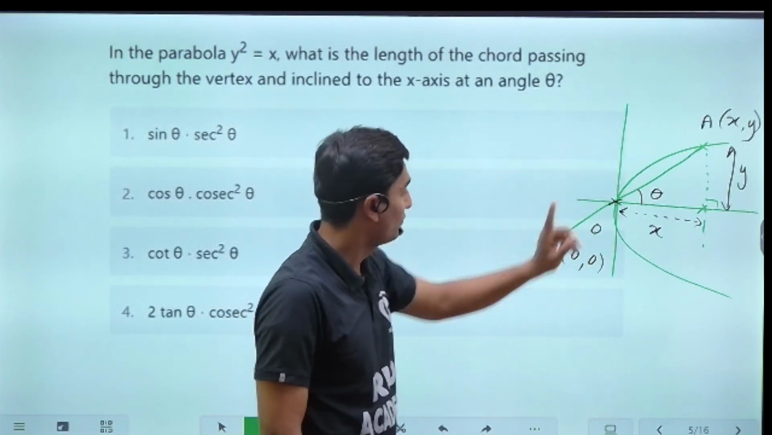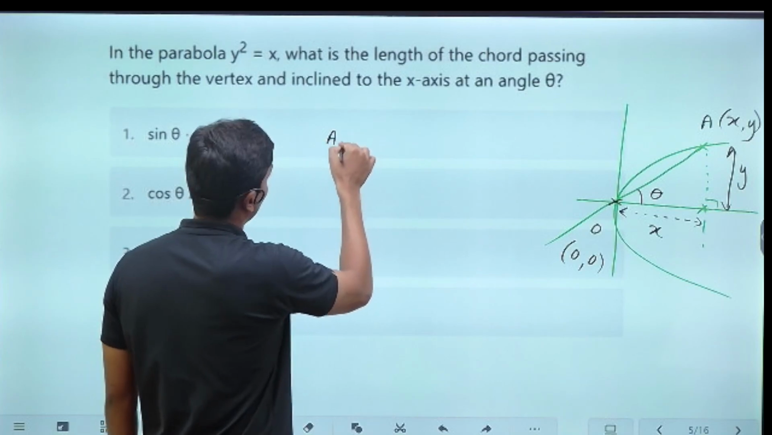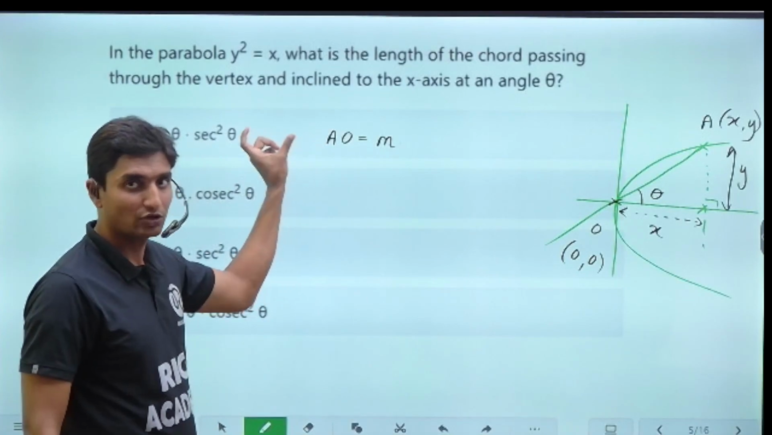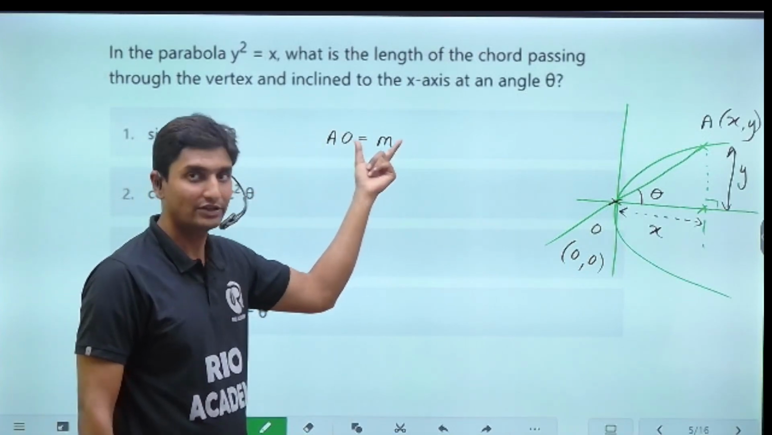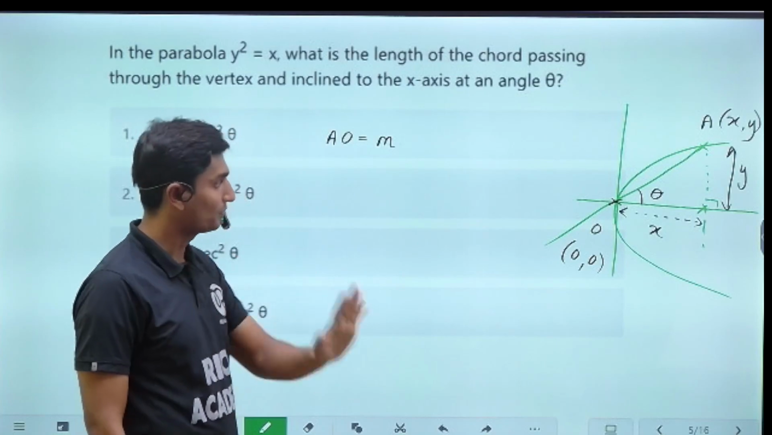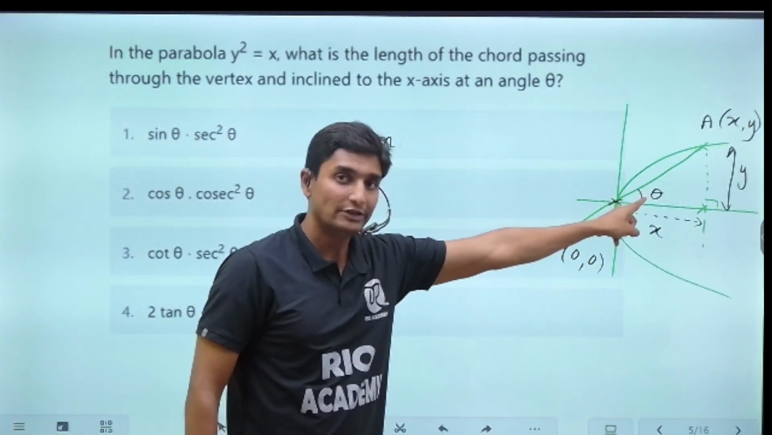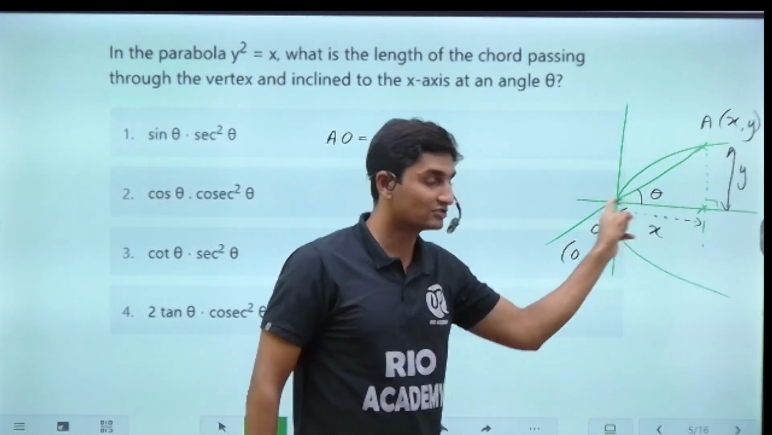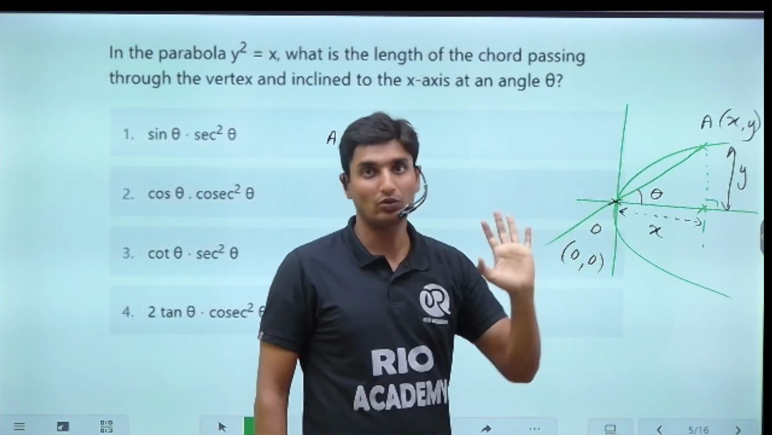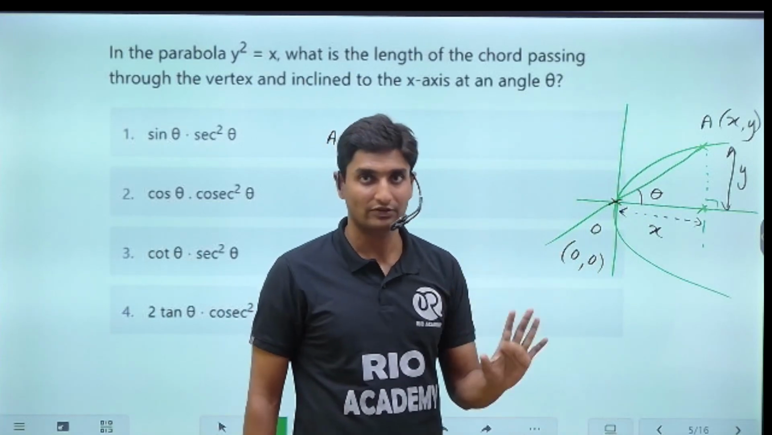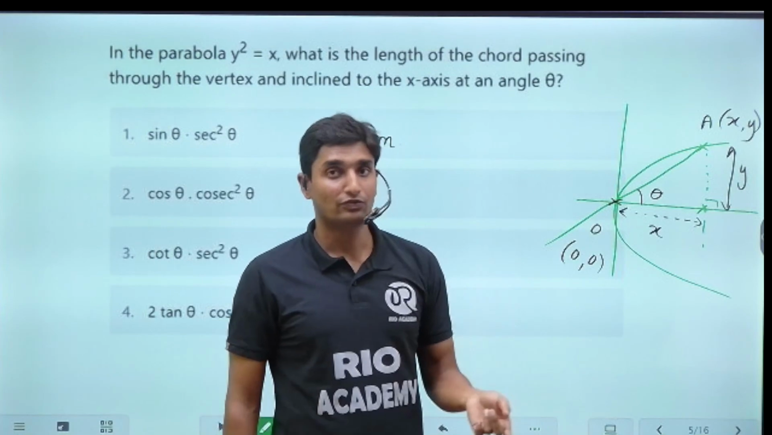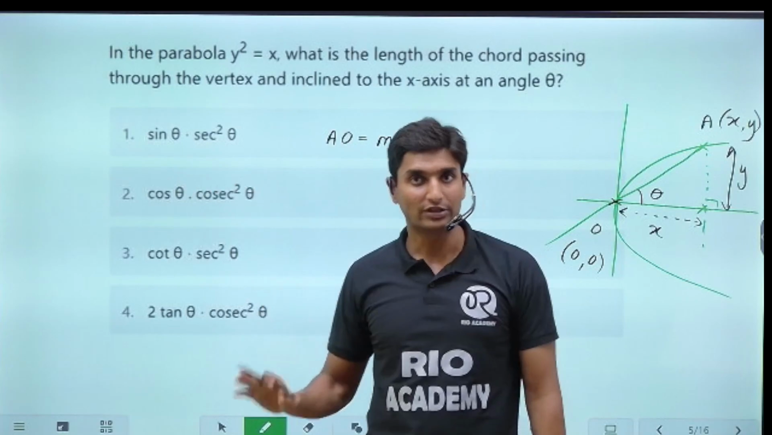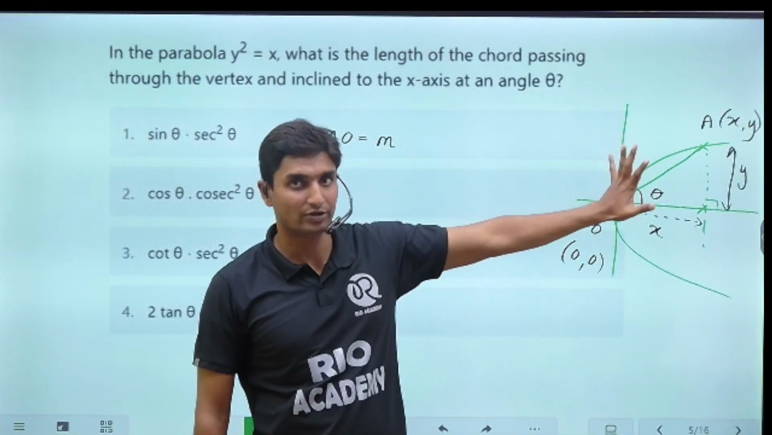And AO, which is nothing but the length of the chord that we need to find, I'll take that to be m. Now here the angle theta has been given. Whenever an angle has been given and a triangle is being formed, you can go with the trigonometric functions. That is the first principle, everyone knows. And if you look at your options, there are also trigonometric functions there.